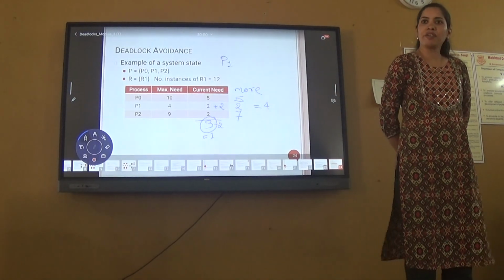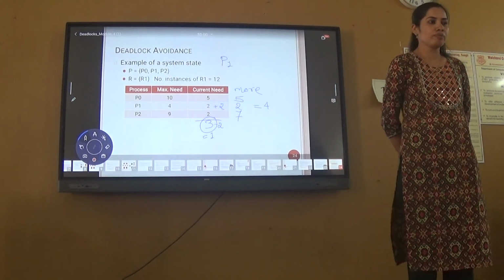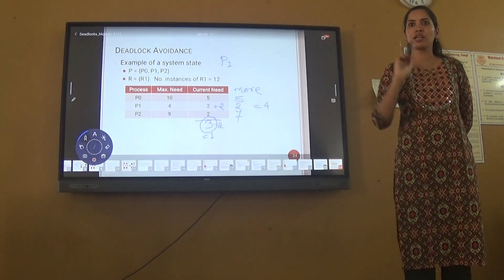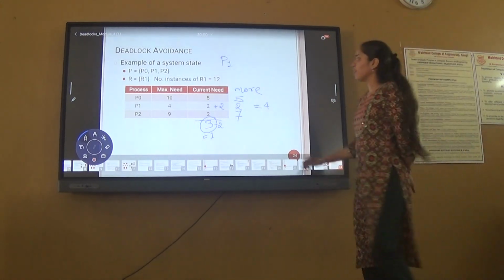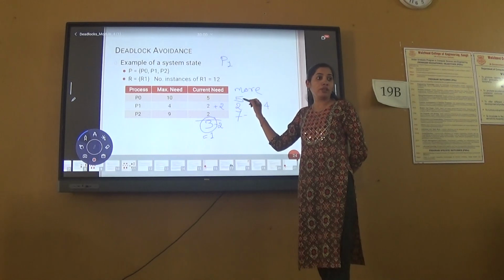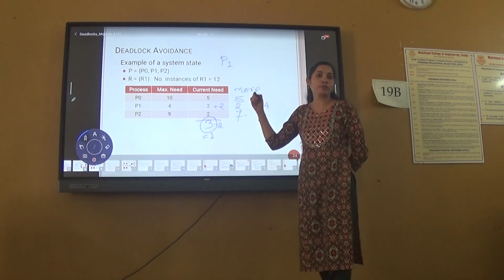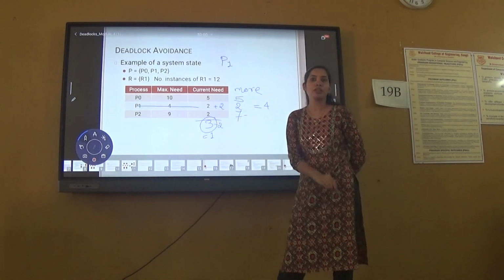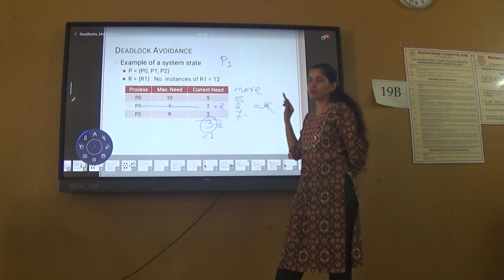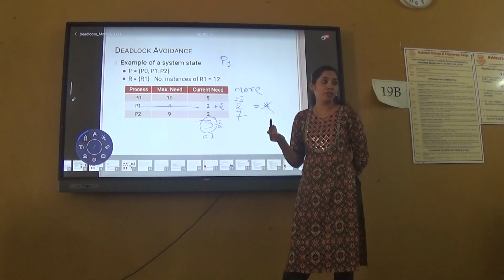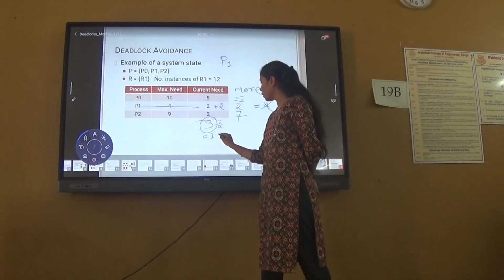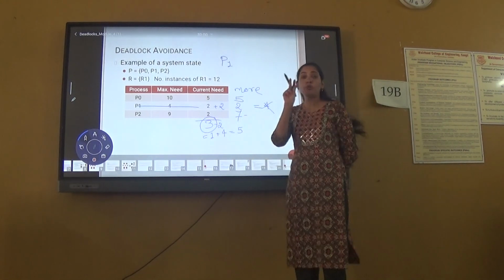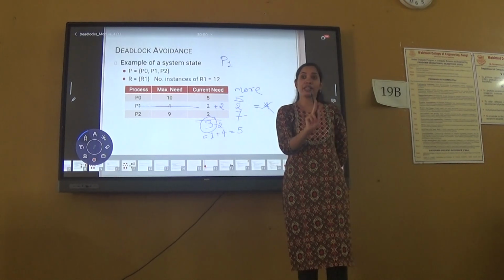Okay. Once P1 completes the execution, it will move from the waiting state to the running state because the required resources are available. P1 will request the resource, utilize the resource, then release. Once P1 completes its execution, what is the role of P1? Release the resources. So 4 resources will be free. So how many resources are now in the pool? 5.